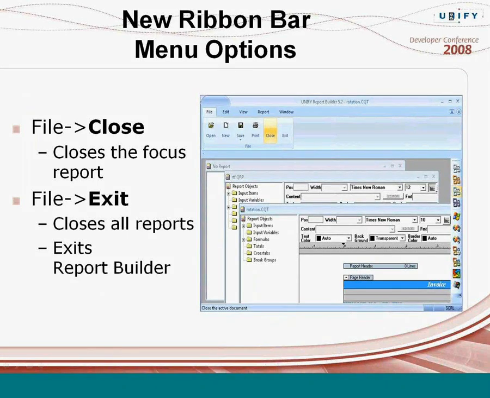And last, to finish our presentation, we have two new options in the new ribbon bar, two new menu options, close and exit. So this was also a request because we have the new ribbon bar. Customers wanted to be able, from the ribbon bar, to close a specific report or exit Report Builder by closing all open reports at once. So we've introduced the file close, which closes just the report that has the focus, and the file exit to close all reports that are open and exit Report Builder.